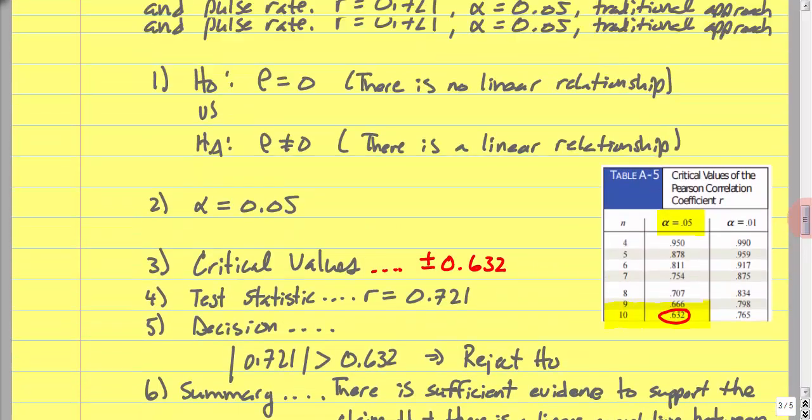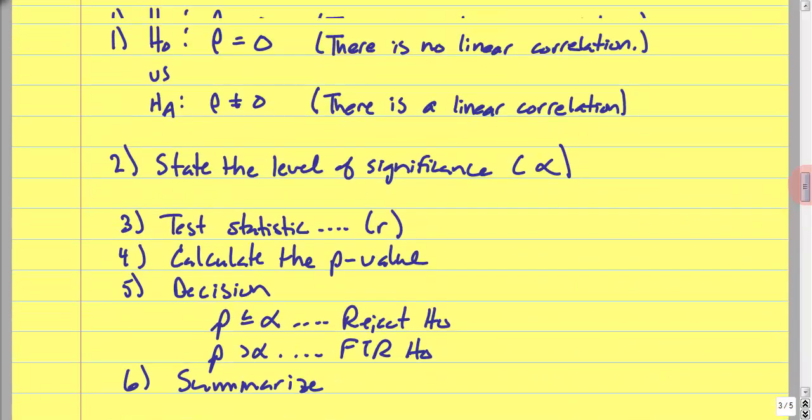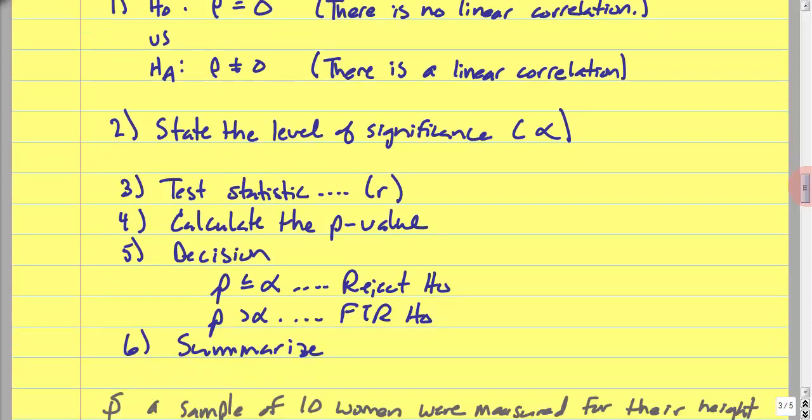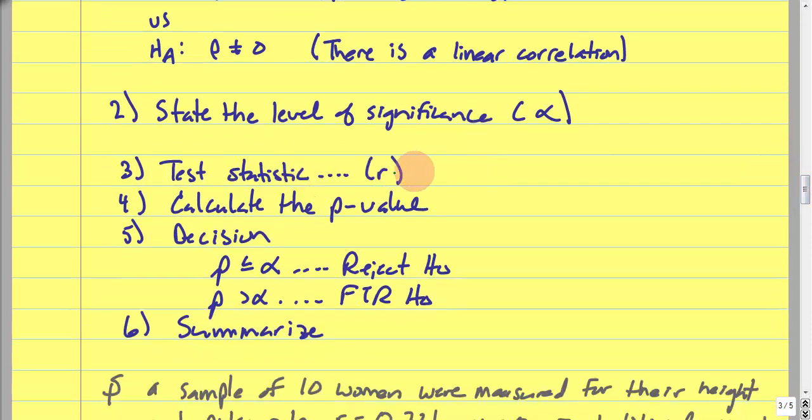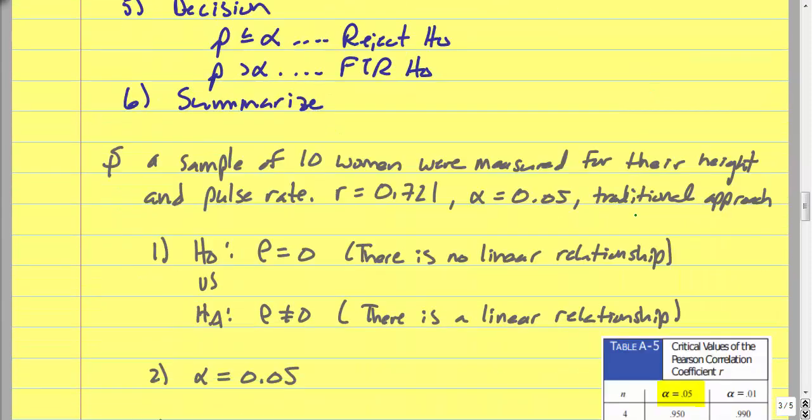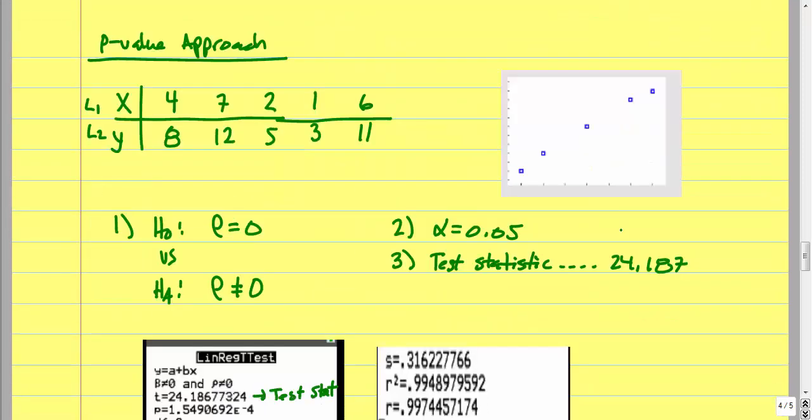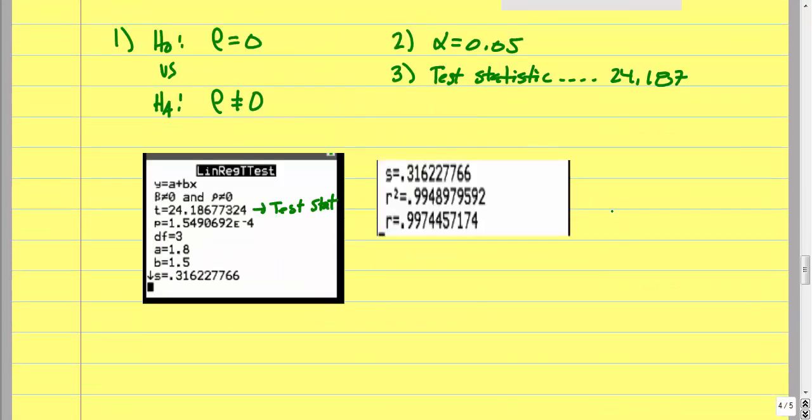Now up here, when we look at our p-value approach, here we calculate our test statistic. And this test statistic is based on R like we said, and our test statistic is equal to R, once we have it calculated, over the square root of (1 minus R squared) all over (n minus 2). And again, I don't expect that you'll have this memorized. We're just going to use our calculators to help us with this. So that's our test statistic.